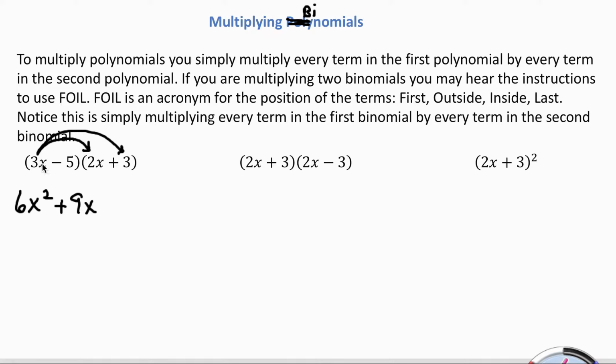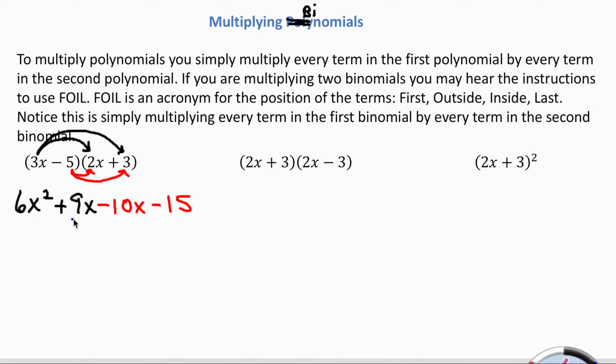9x. Now, once I've multiplied this term by both of these, I move over to the next term and multiply it by both of them. So negative 5 times 2x and negative 5 times positive 3. And that's it. Now they're multiplied.